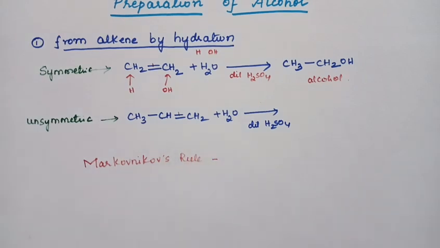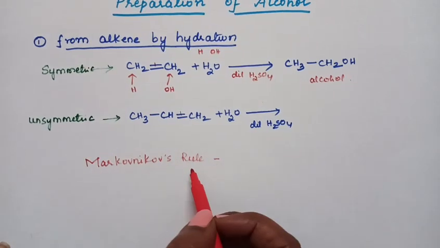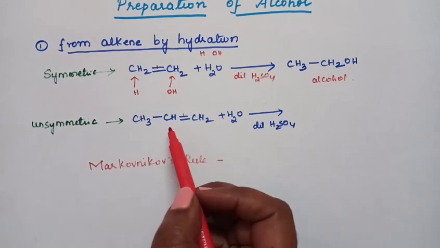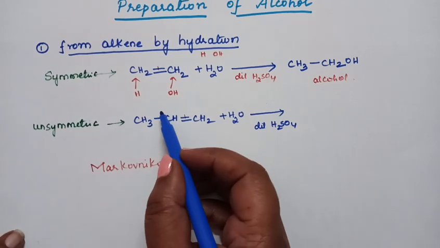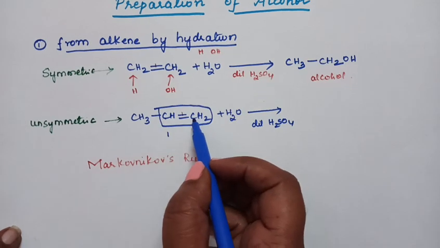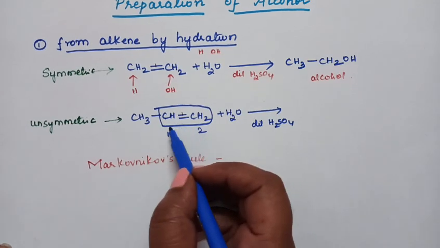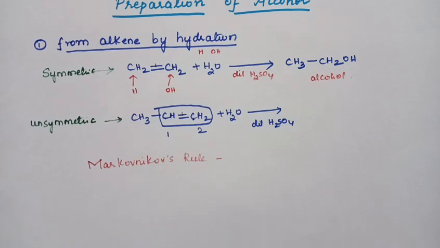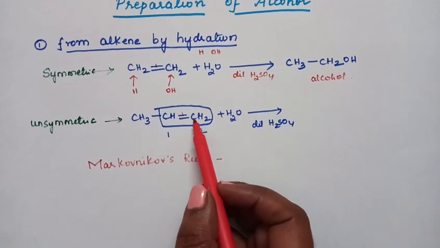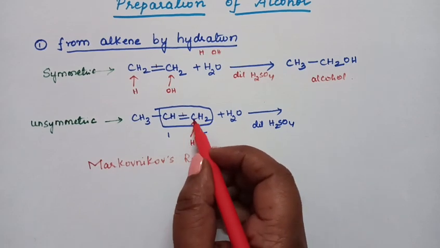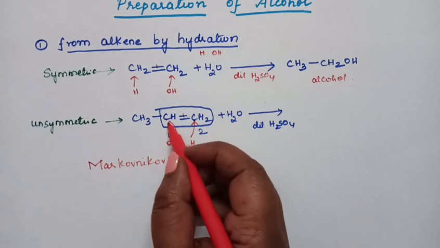Now, according to Markovnikov's rule, the hydrogen atom should be attached to the carbon containing more number of hydrogen atoms. See here, these are the two carbons we are going to consider. This carbon has one hydrogen atom and this carbon has two hydrogen atoms. Which carbon has more hydrogen atoms? This carbon. So to this carbon we have to attach hydrogen. So hydrogen you will be adding to this carbon, and OH we are adding to this carbon.